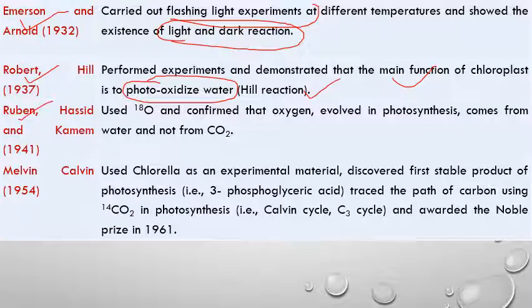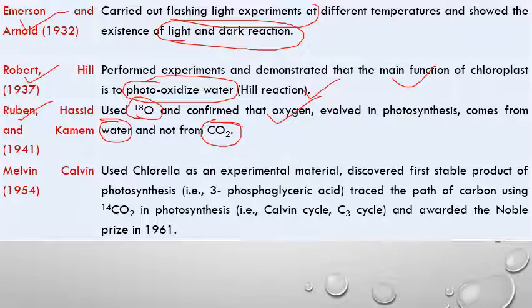Then there were Ruben, Hassid and Kamen. They used the isotope of oxygen, oxygen 18, and confirmed that the oxygen involved in photosynthesis comes from water and not from carbon dioxide. So this credit goes to these scientists.